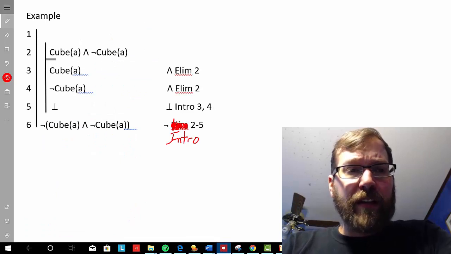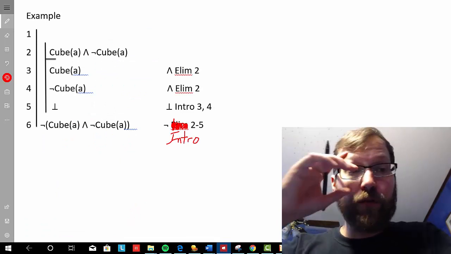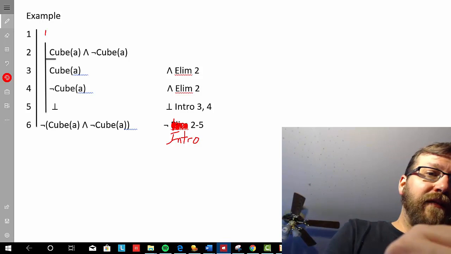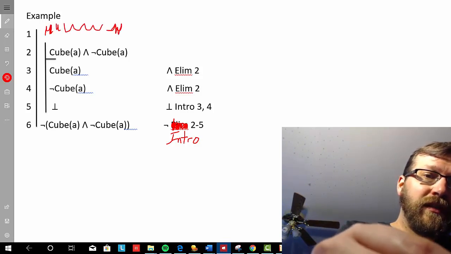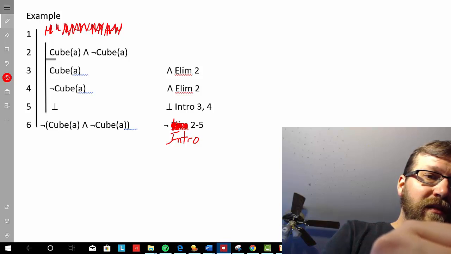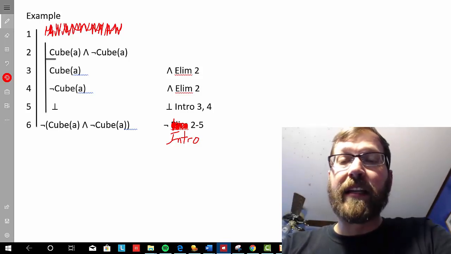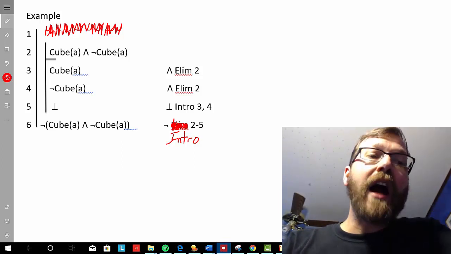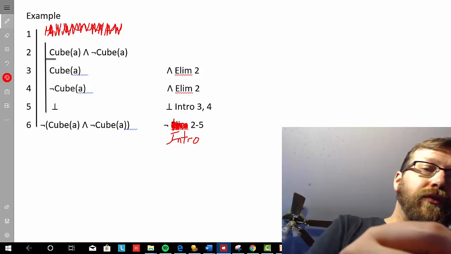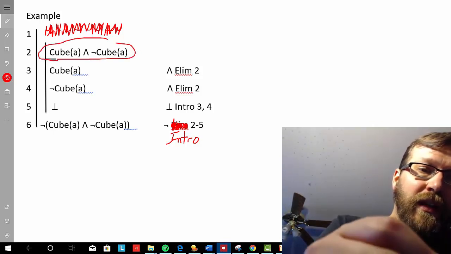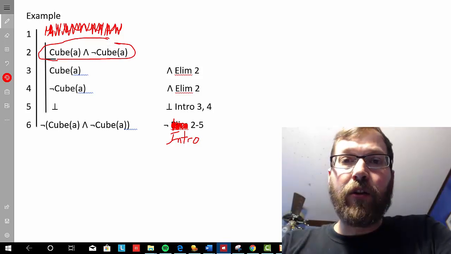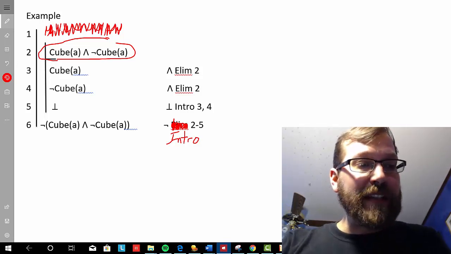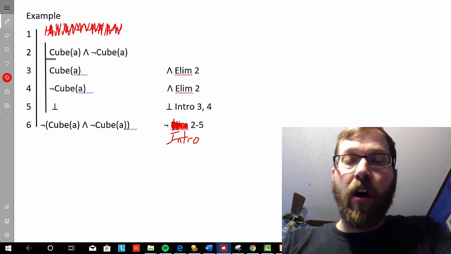All right, so let's take a look at this example of negation introduction being used. One of the things that's interesting about this example is it actually doesn't have any premises whatsoever. It turns out there are things that we can prove without appealing to any premises, specifically logical truths. So what I have assumed, what I introduced into the proof, is the claim that A is a cube, and it's not the case that A is a cube. So you should be able to see that that's self-contradictory.